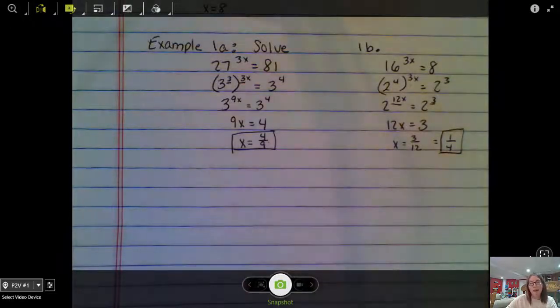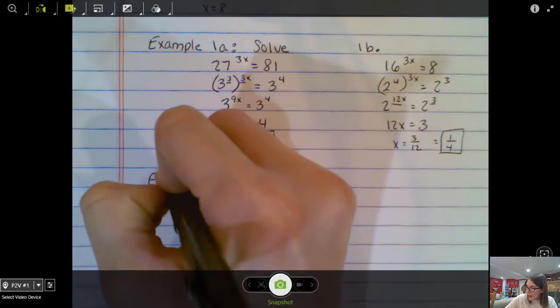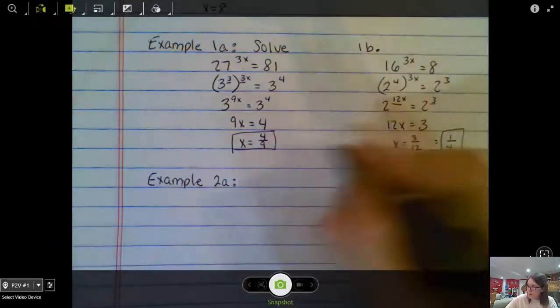We can't always set our bases to be the same and then set our exponents equal to each other. And that's what we see in example 2a here. Still solving equations.